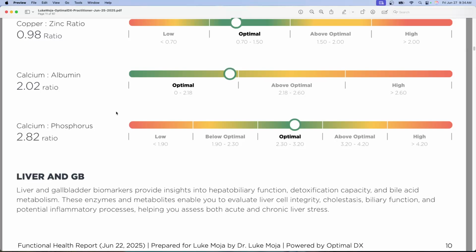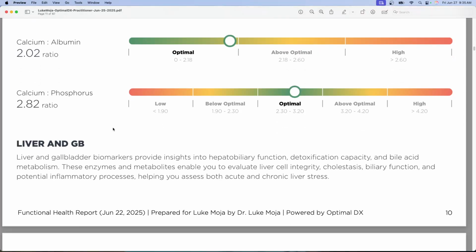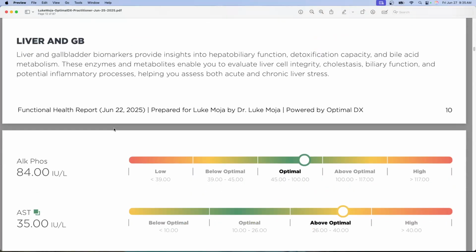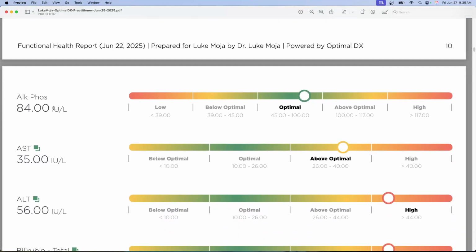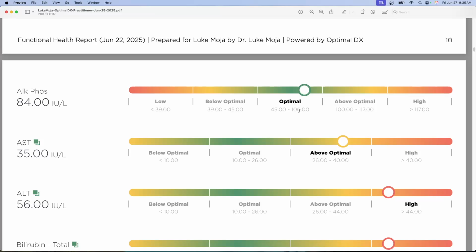So that's one positive, one cool thing about the Optimal DX software, is it runs all these extra numbers for you, these ratios and these ranges. All right, so liver and gallbladder. So let's talk a little bit about this. So alkaline phosphatase, here's the first number in the optimal range.